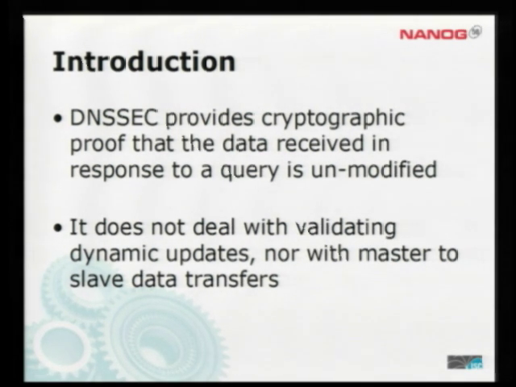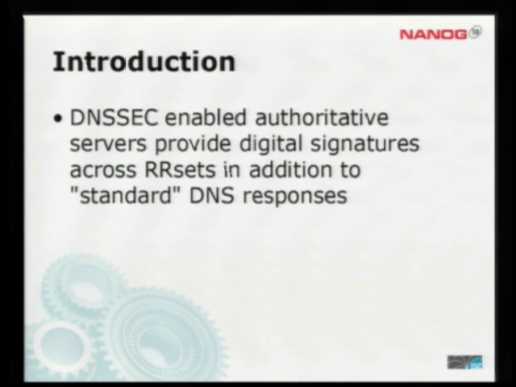Your master server, the single source of your authoritative data, is where you sign the zone. You then push that data out using whatever mechanism, zone transfers, to the secondaries. That transfer is not dealt with using DNSSEC. Only the actual authoritative source to end user. So if you want to validate these things, you actually need to use TSIG.